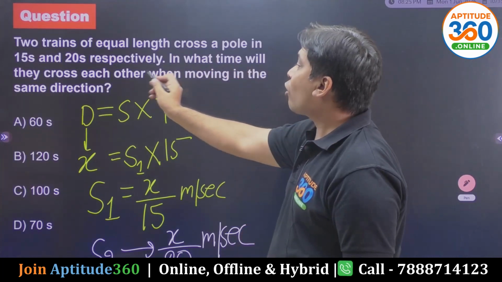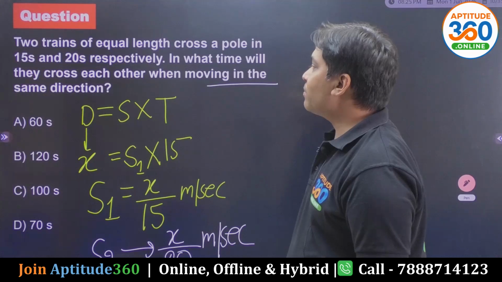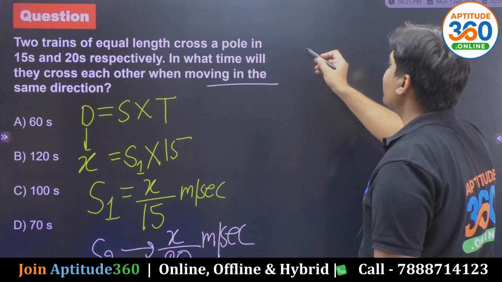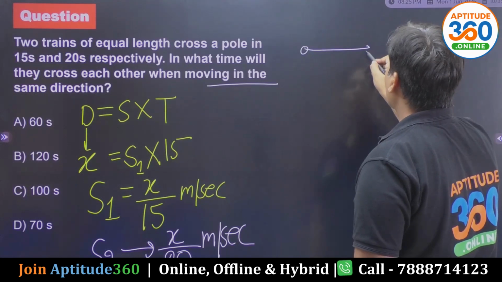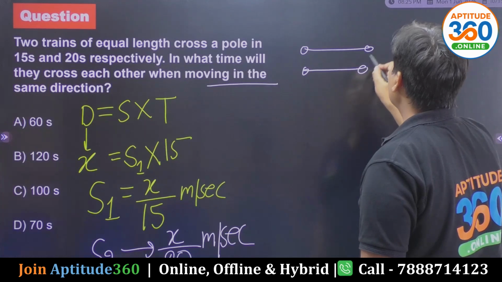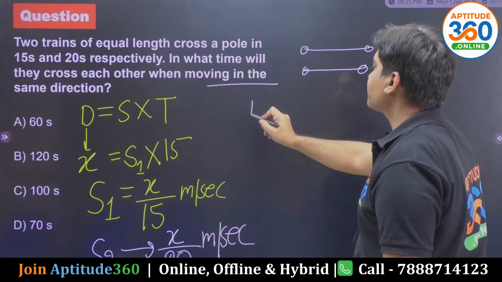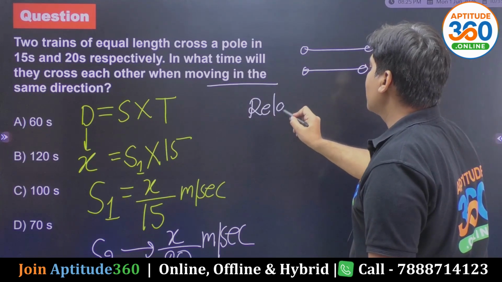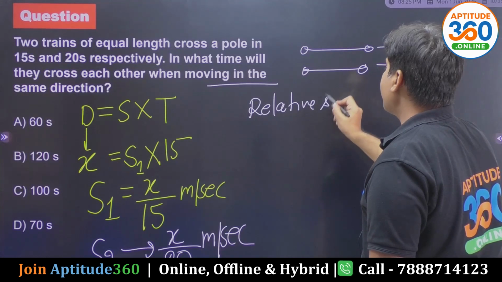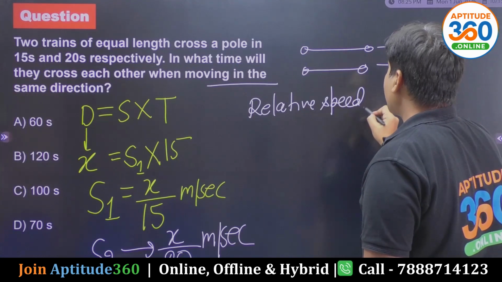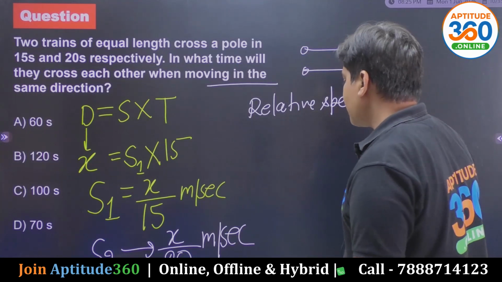In what time will they cross each other? When they're moving in the same direction. When they are moving in the same direction, please understand this. If the trains are moving in the same direction, how do you find out the relative speed? In order to find out the relative speed, you need to subtract the smaller from the larger, right?